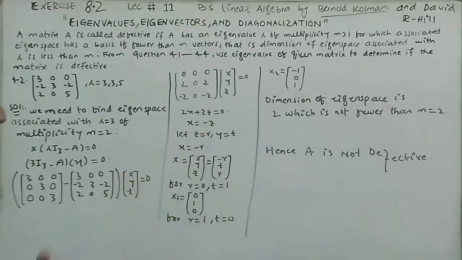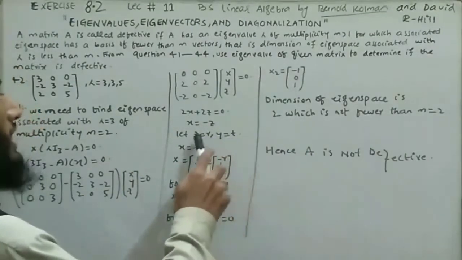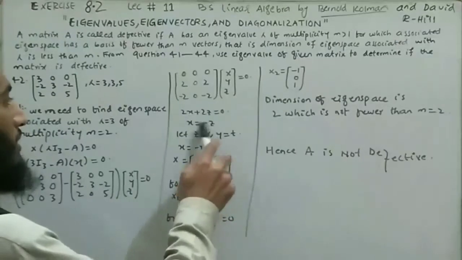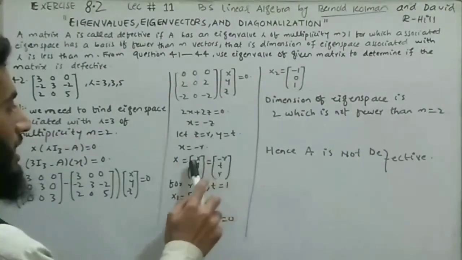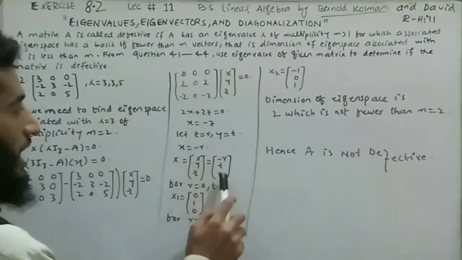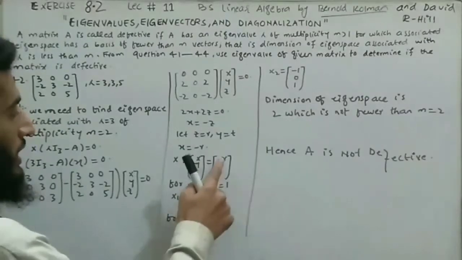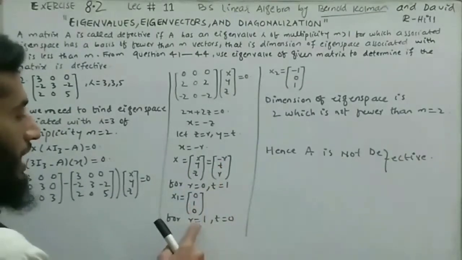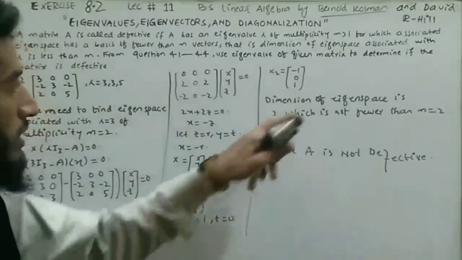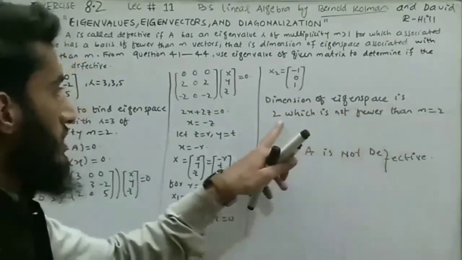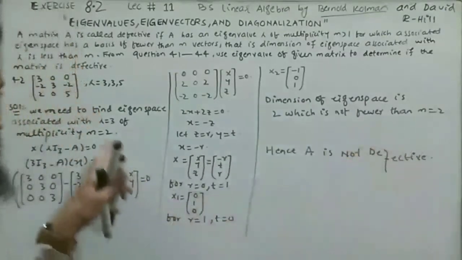Now my x and z are not defined and y is also not defined. So let y = t and z = r. So by putting z = r over here, it becomes x = -r. So x is (x, y, z), where my x is -r, my y is t, and my z is r. So over here two conditions are generated. For r = 0, t = 1, it will give us (0, 1, 0). And for r = 1, t = 0, it will give us (-1, 0, 1). So the dimension of the eigenspace is 2, with vectors x1 and x2, which is not fewer than m = 2.